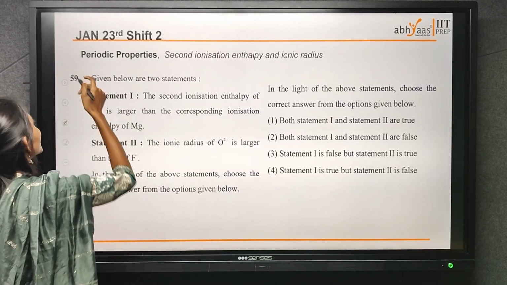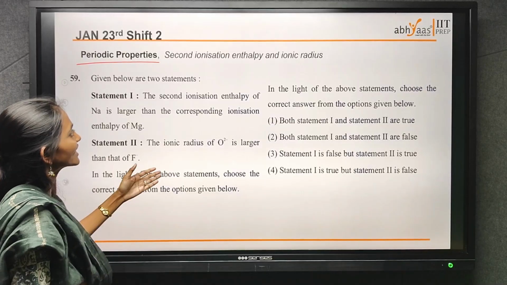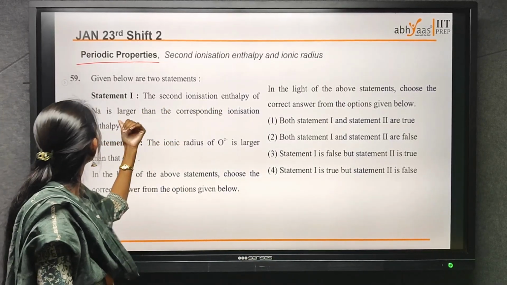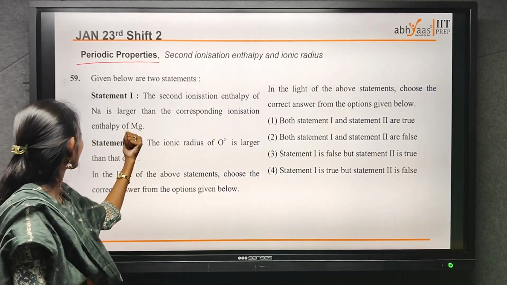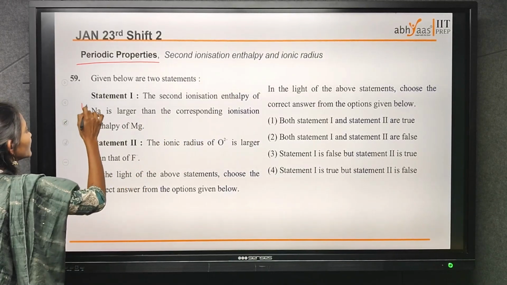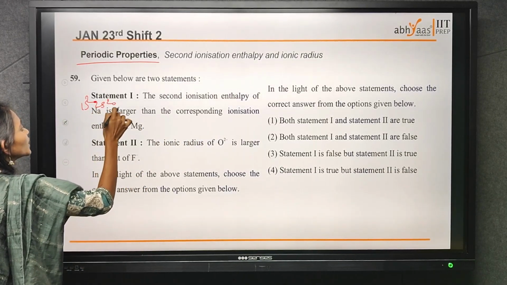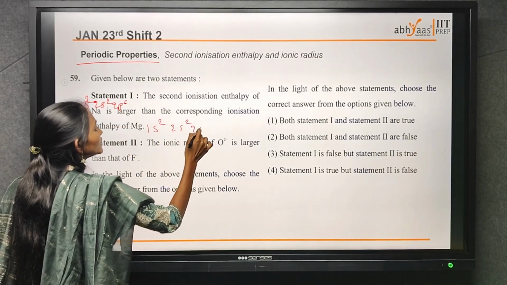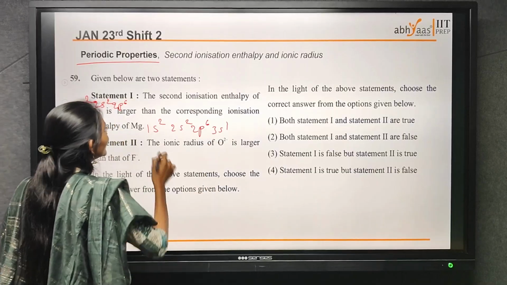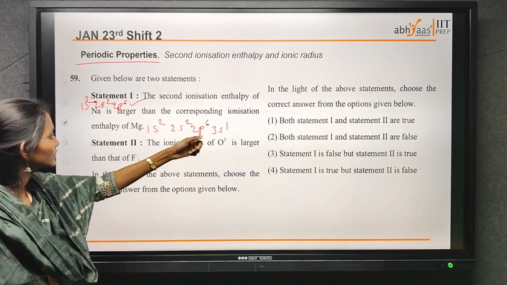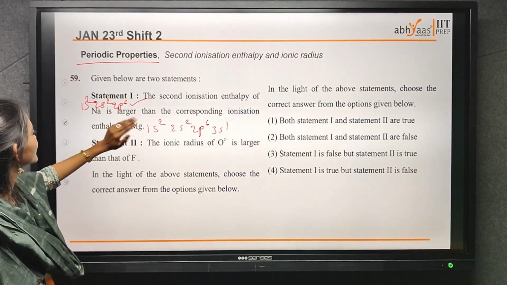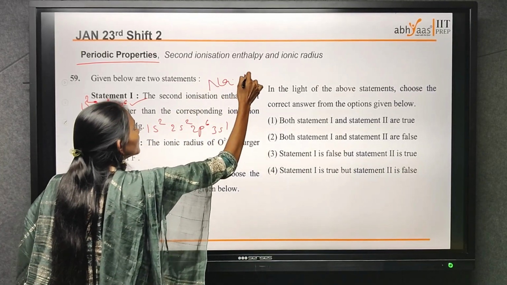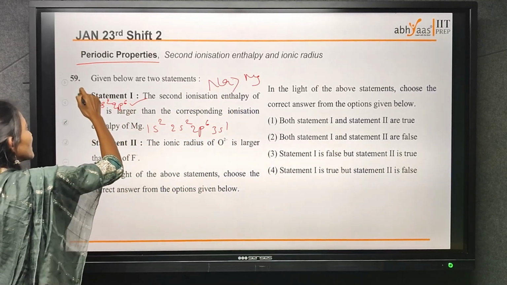This question was asked from periodic properties. They are asking about the trends in ionization enthalpy. The two statements: one, the second ionization enthalpy of N is larger than the corresponding ionization enthalpy of magnesium. For N it is 1s2, 2s2, 2p6. Coming to magnesium, 1s2, 2s2, 2p6, 3s1. It is completely full, and this is half full. So directly we can say that it is greater than magnesium, yes, obviously, right? So statement 1 is true.